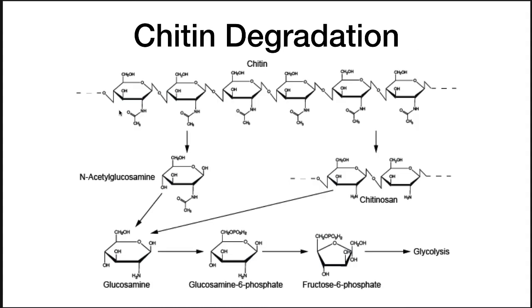What chitin is, is long polymer chains of N-acetylglucosamine. And you can either break these apart into their individual N-acetylglucosamine units and then remove the acetyl group and the amine and then go on to fructose 6-phosphate, or you can remove the acetyl groups first and then break it into glucosamine, and then you can see this shuttles right into glycolysis. It turns out a number of different organisms are able to degrade chitin, and AC1 happens to be one of them.